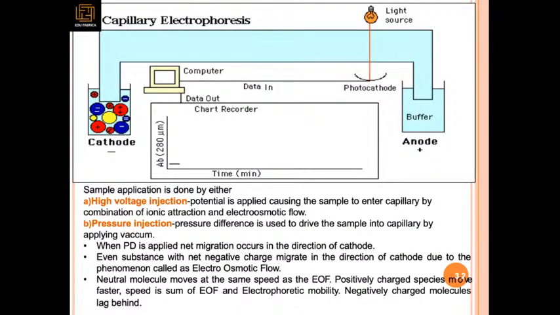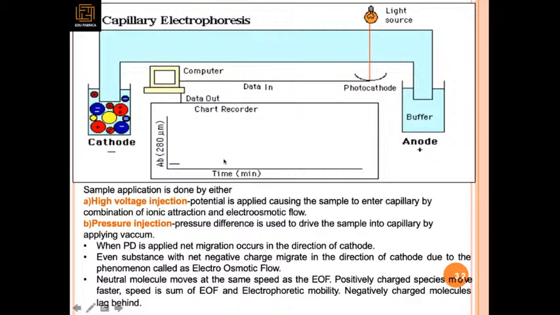So this is the capillary electrophoresis setup. You have one side cathode, another side anode, right? And then you have a computer in between, and then you put your materials here, over the cathode, and then with the light source, what you see is that things start to migrate. Things started to migrate, and then you have a chart recorder for the data.